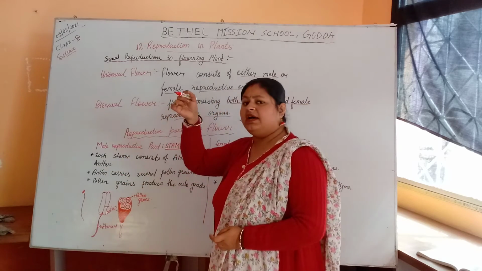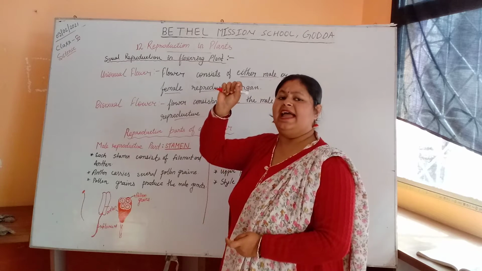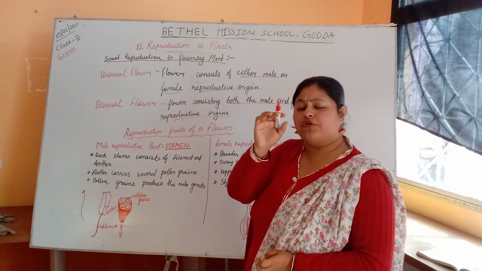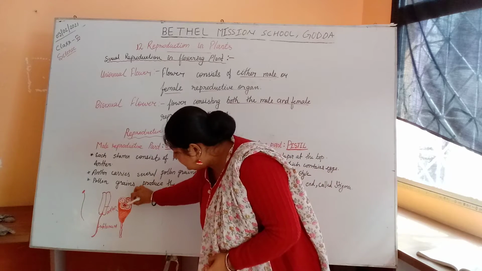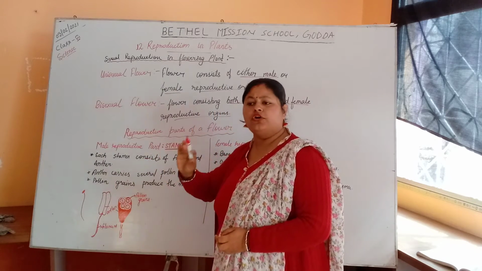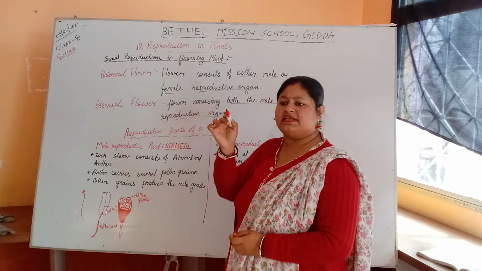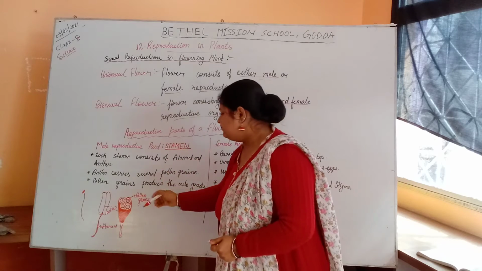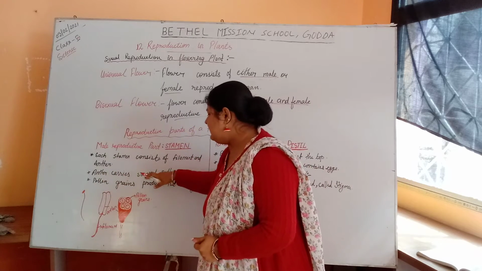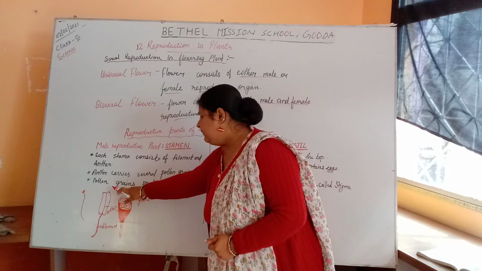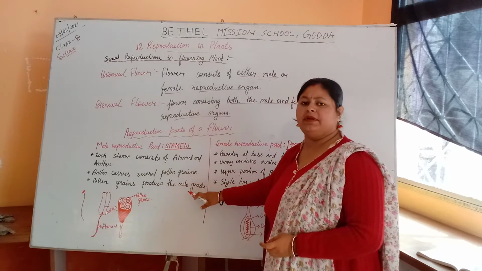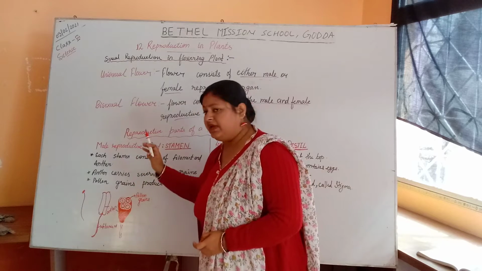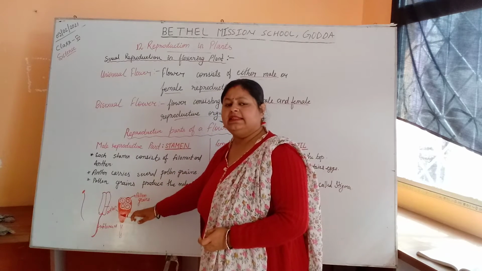Filament is the part which supports the anther, and anther is a sac-like structure which has four lobes. You can see here, anther is four-lobed, having four sac-like structures which contain many pollen grains. Anther carries several pollen grains, and pollen grains produce the male gamete.